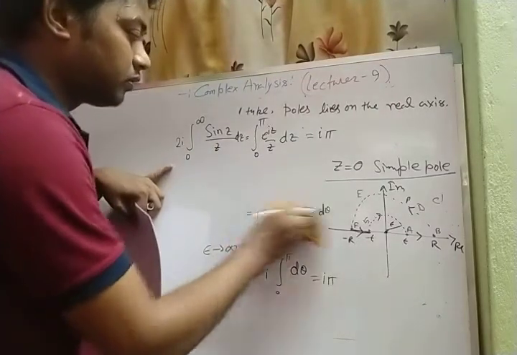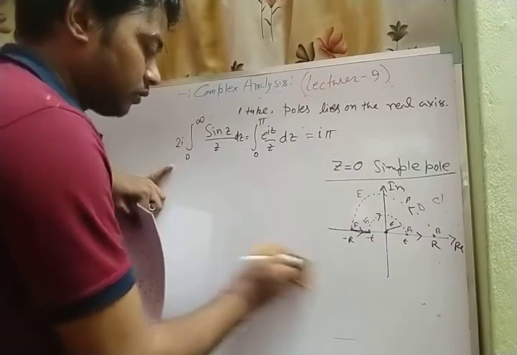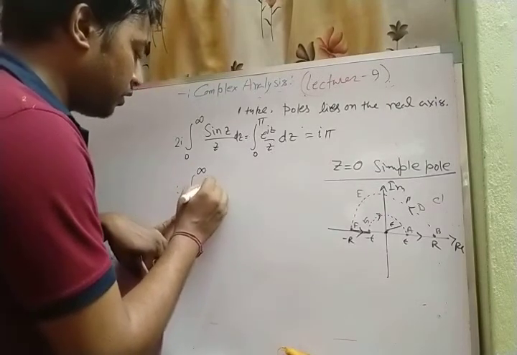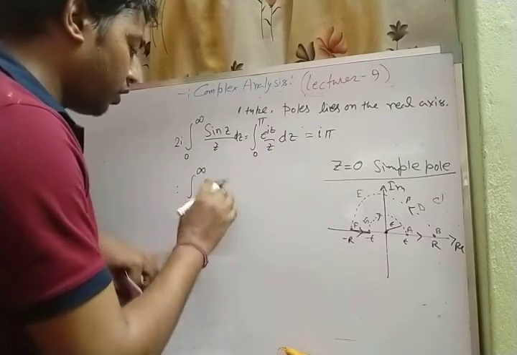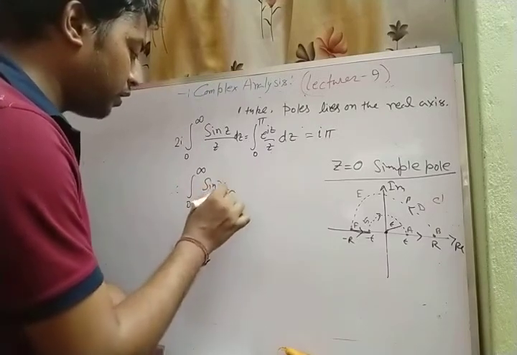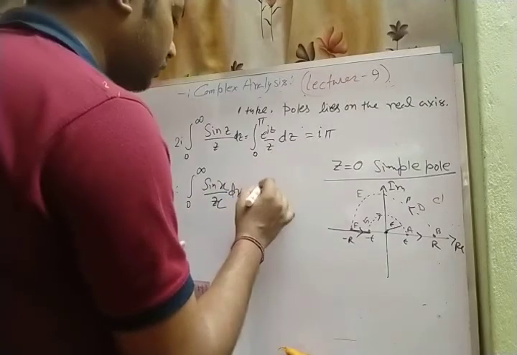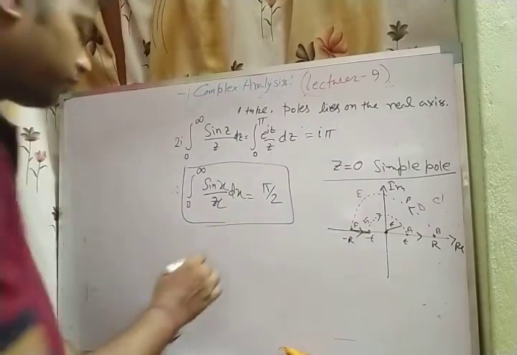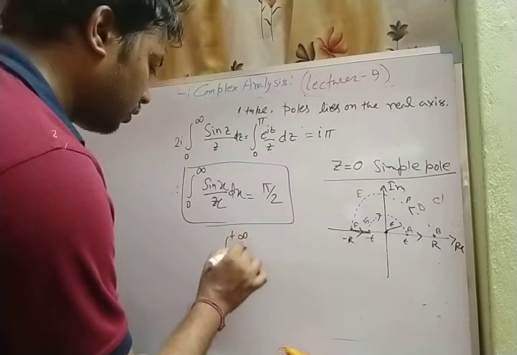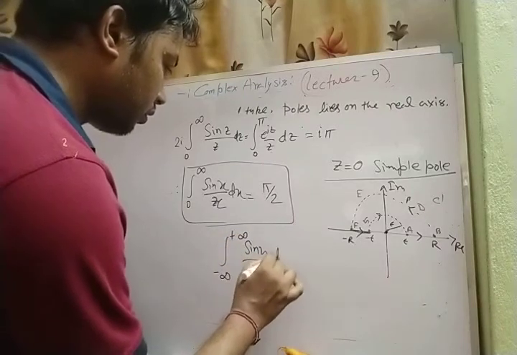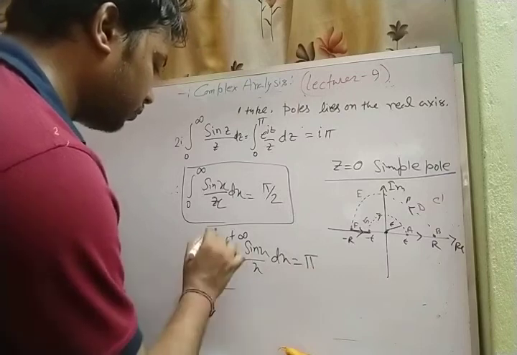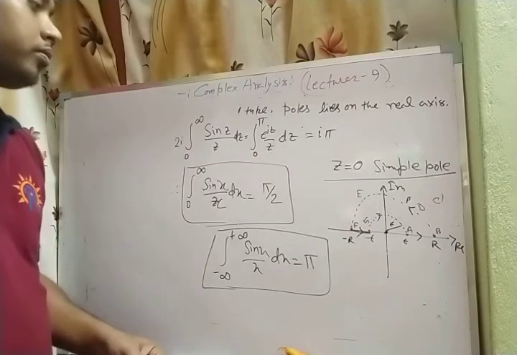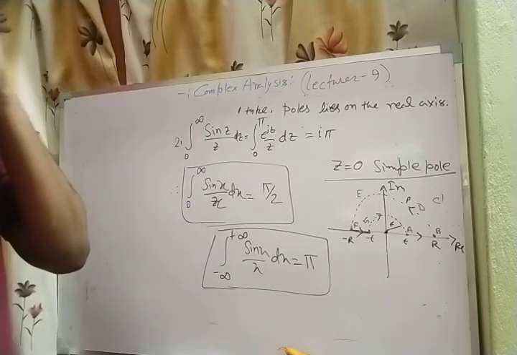Therefore, the integral from 0 to infinity of sin z by z, or you can write sin x by x dx, is equal to pi by 2, which is the desired value. Or for minus infinity to plus infinity, sin x by x gives the pi value. So these are the 4 types of definite integrals we can solve by using the residue theorem.